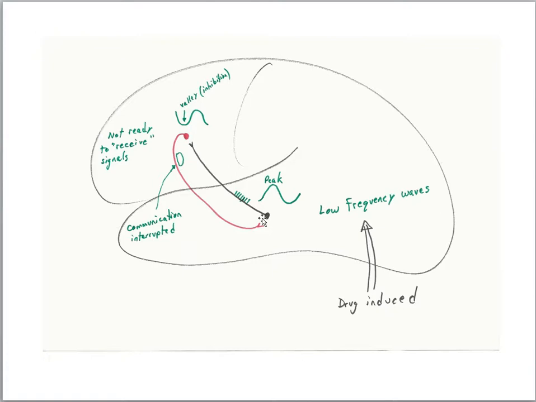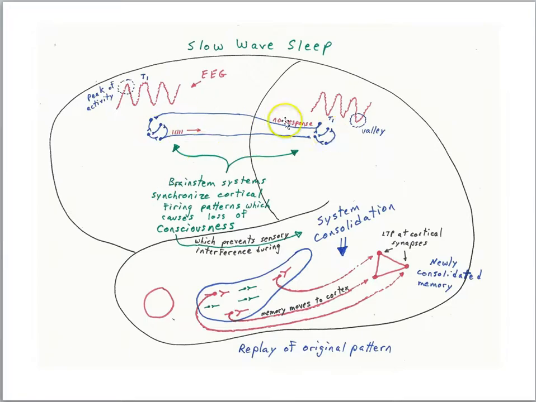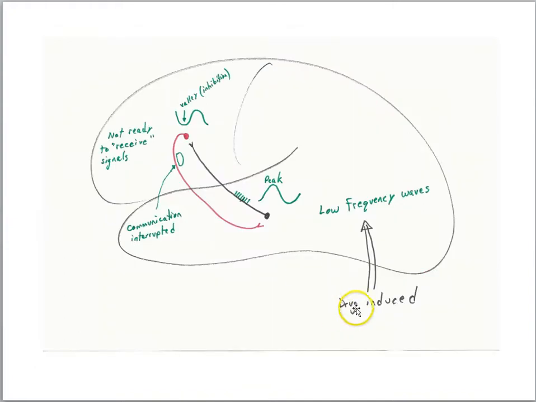So here we see data set number 2. Sleep is associated with a loss of consciousness. And what is the mechanism? A synchronization of the cortical cells. So the brainstem is preventing normal communication, and here anesthetic drugs can do the same thing.